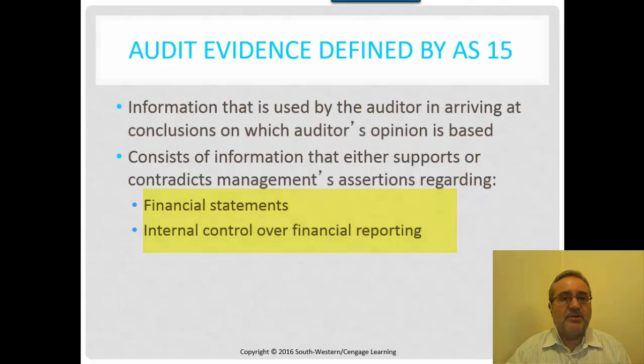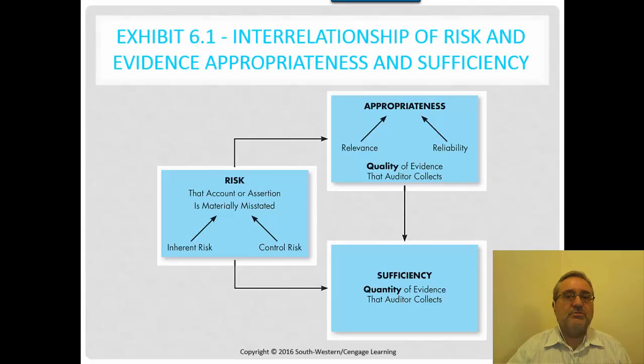And again, keep in mind that the PCAOB is considering the audits of publicly traded companies, so these are the integrated audits. Again, both of the financial statements as well as the internal controls over financial reporting. There is a relationship between risk and evidence. You notice the key words here: appropriateness and sufficiency.